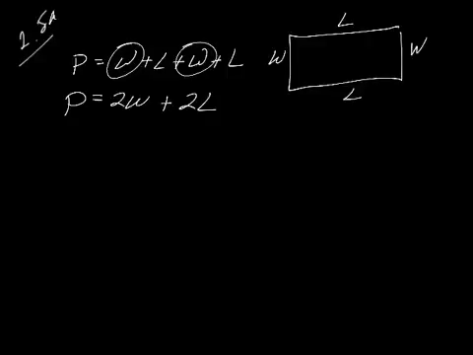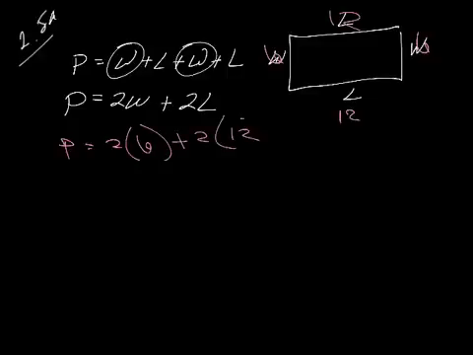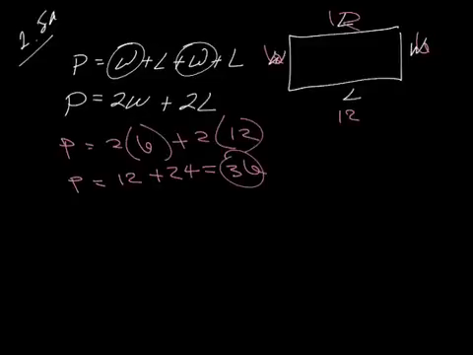So let's say, for instance, that this length were 12 and the width was 6. So my perimeter is going to be 2 widths plus 2 lengths. So P is going to be 12 plus 24 equals 36. And if you did it the old-fashioned way, you do 12 plus 6 is 18 plus 12 is 30 plus 6 is 36. Your answer there.